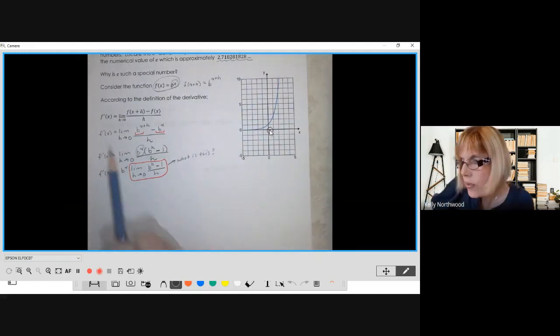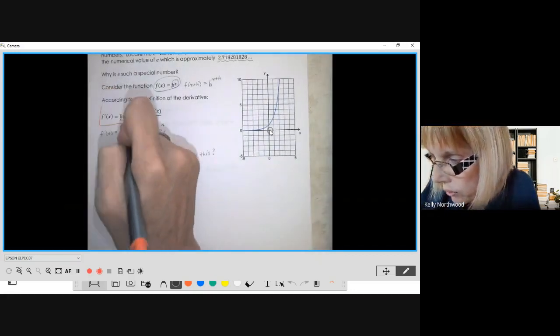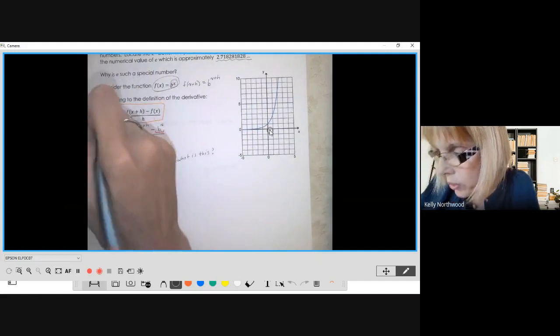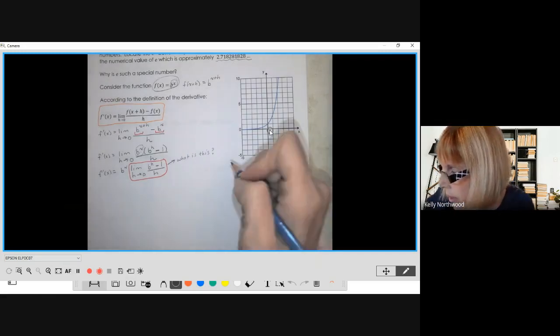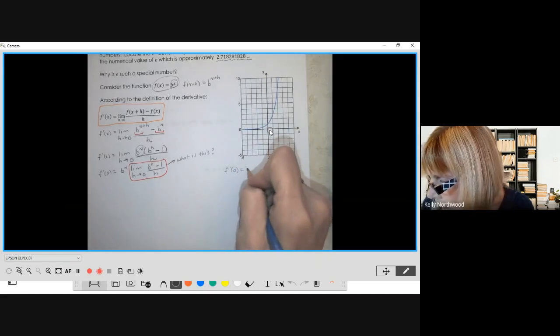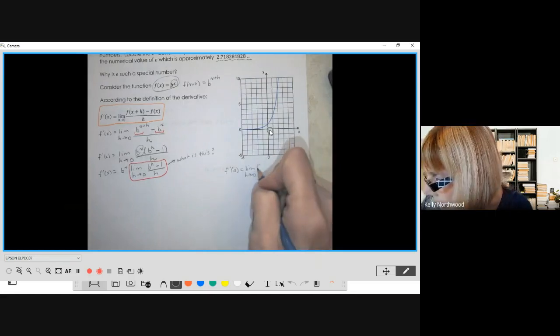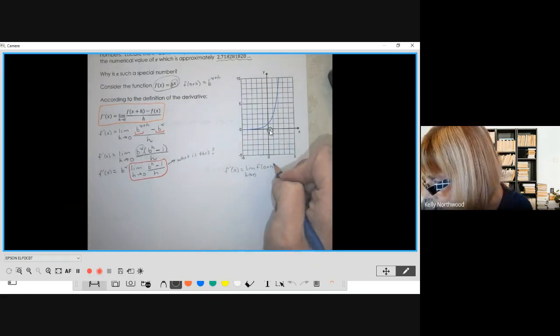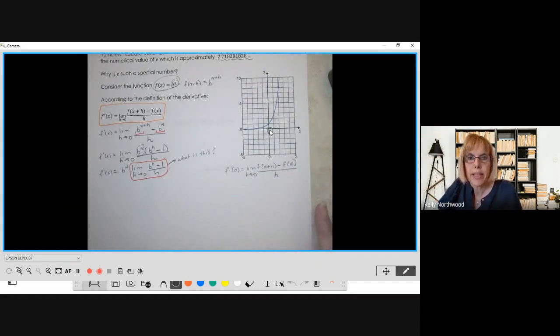Our first principles formula for finding the slope of the tangent of any function at x is this formula. Our first principles formula for finding the slope of the tangent at a specific point was f prime at a equals the limit as h approaches 0 of f at a plus h minus f at a over h, where a is the number that you're finding the slope of the tangent at.